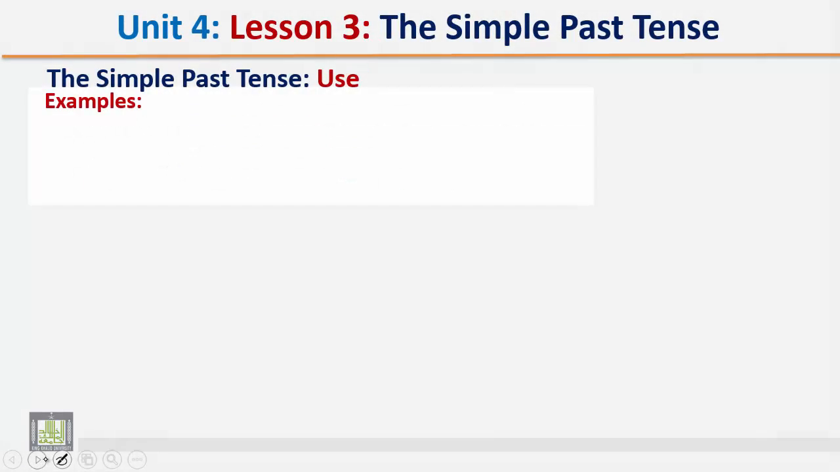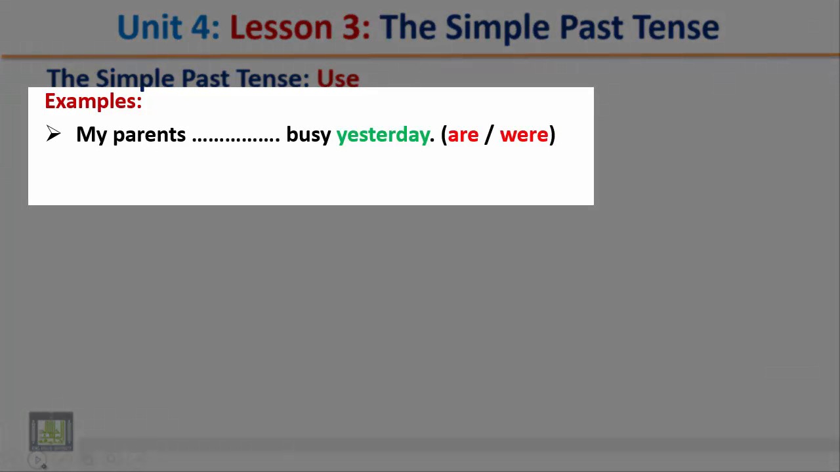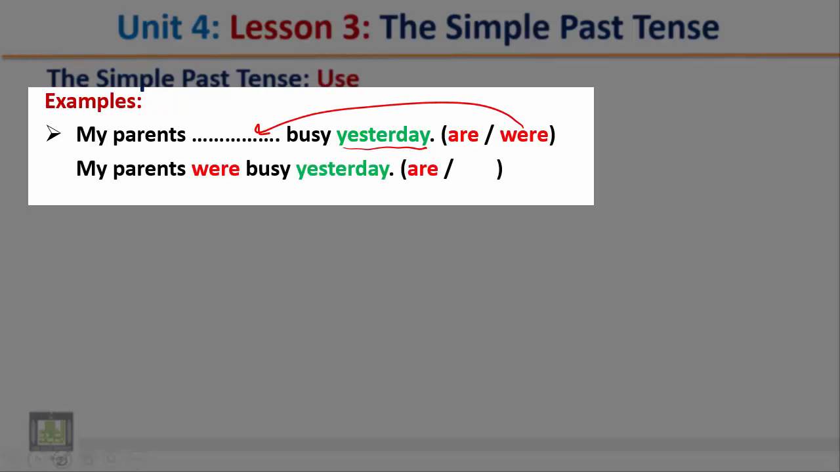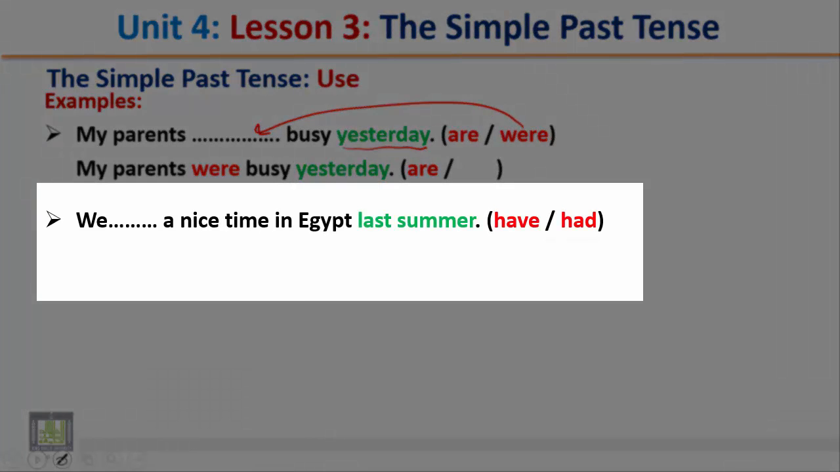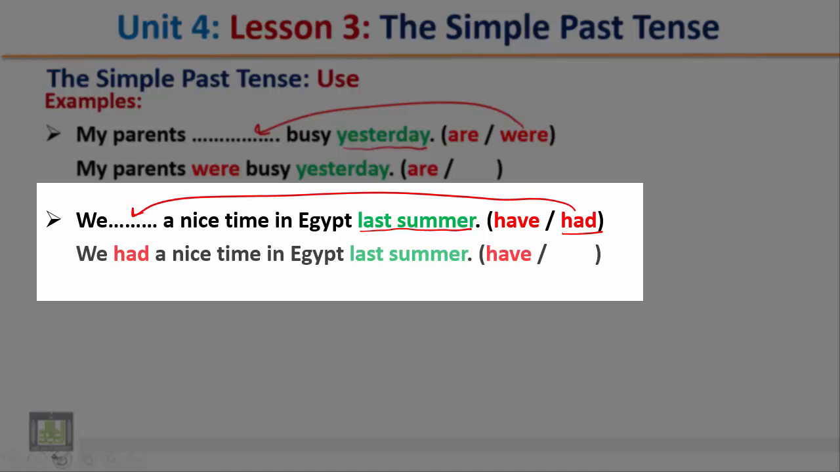Other examples. My parents busy yesterday. The word yesterday refers to the past. So which form is correct? Right. Were. My parents were busy yesterday. Another example. We a nice time in Egypt last summer. Last summer refers to the past. So which form is correct? Right. Had. We had a nice time in Egypt last summer.